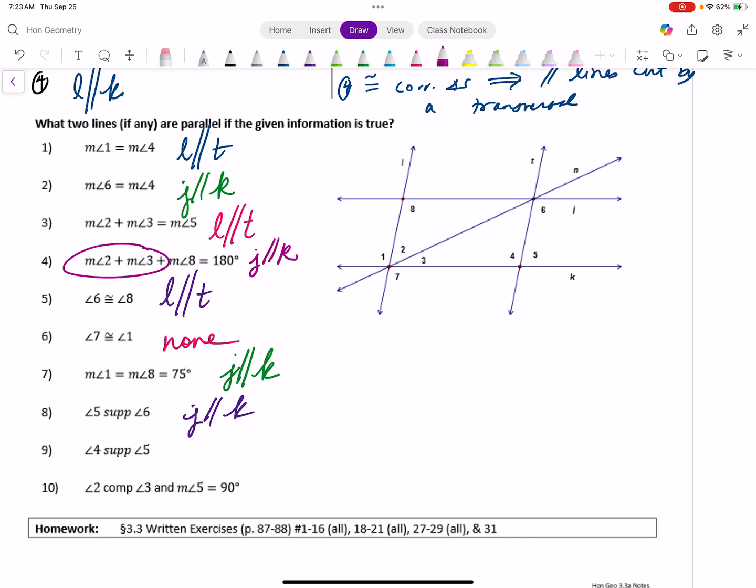Okay, 4 supplements 5. Let's see where they are. Well, that's just the linear pair postulate. That has nothing to do with lines being parallel. We don't need two lines and a transversal to create those two angles. And then, okay, 2 complements 3. So 2 and 3 are complementary, which means it's a right angle. And 5 is 90 degrees. So that means that's a right angle, which those are both 90. That means they're congruent. They're corresponding angles. This line, this transversal. So that means that L is parallel to T.